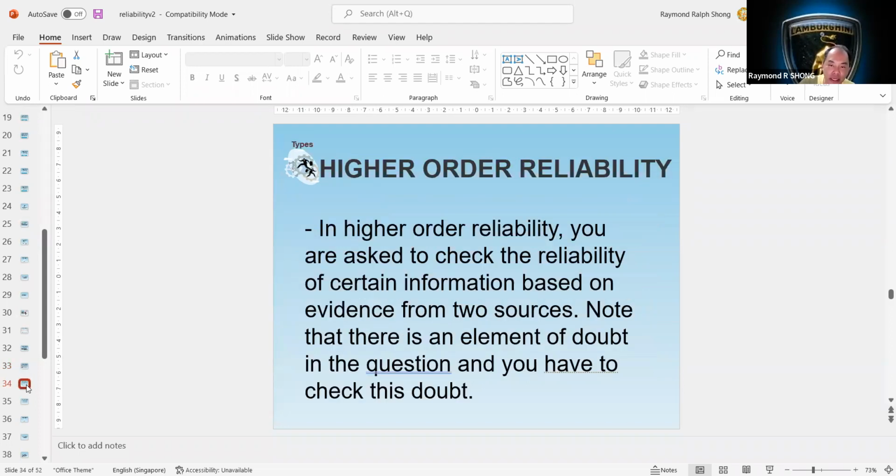So in higher order thinking, you are asked to check the reliability of certain information based on evidence from two sources. Note that there is an element of doubt. Always, one of the sources itself might be doubtful. I told you, remember, when I was talking about the history, right? Just now, the last source itself, from the archive, right? Yesterday you showed me your history paper, right?